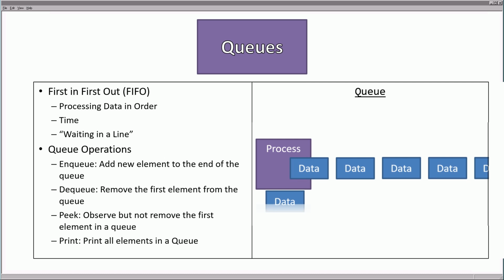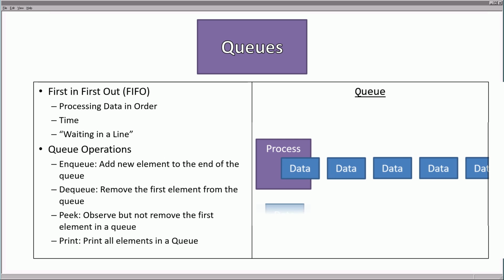Today, we're going to explore a new data structure called a queue. Queues are a first-in, first-out data structure. They're used to process data in order. So the first item that arrives is the first item that's processed, and the last item that arrives is the last item that's processed. And this is wholly based on time, when things arrive.